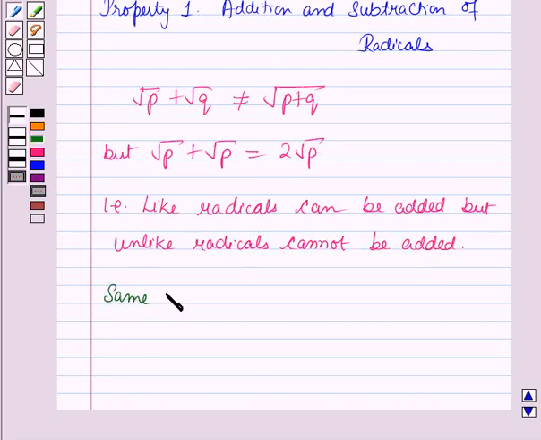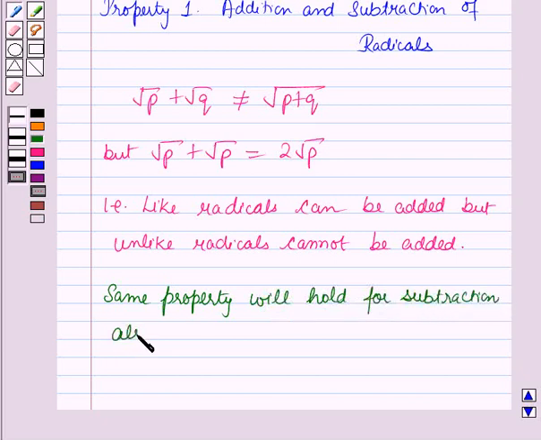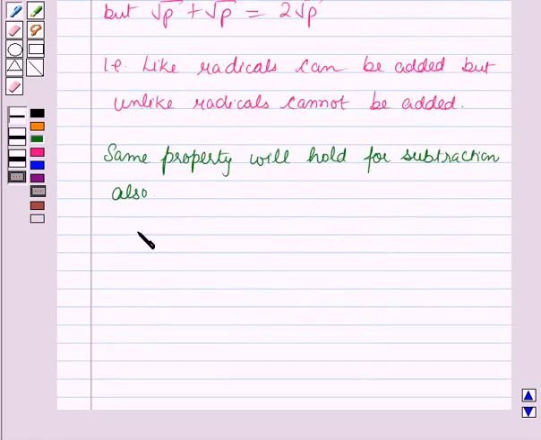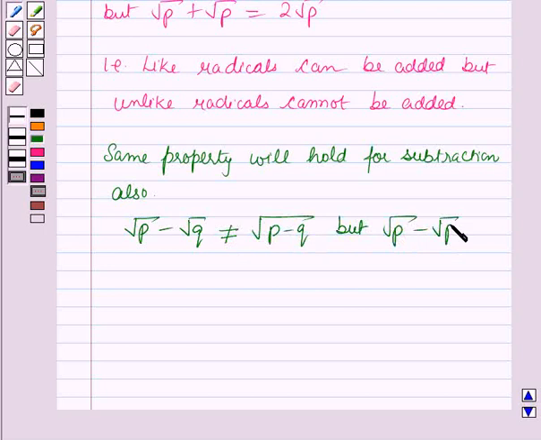Now the same property will hold for subtraction also. Here, root p minus root q is not equal to root p minus q, but root p minus root p is equal to 0. So this means that the like terms can be added or subtracted, but unlike terms cannot be added or subtracted.